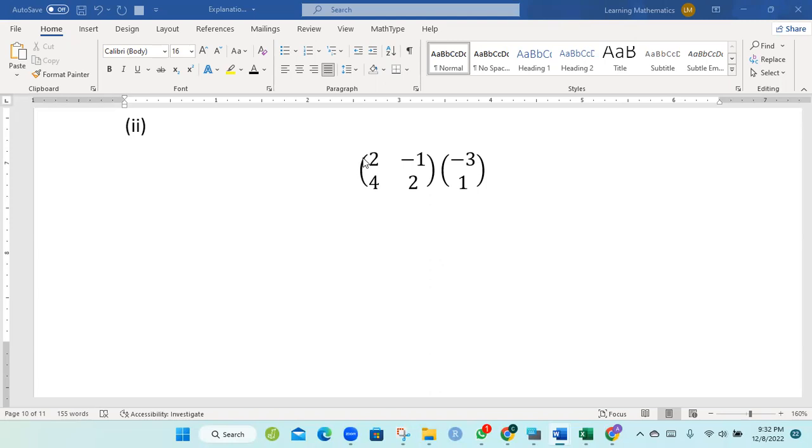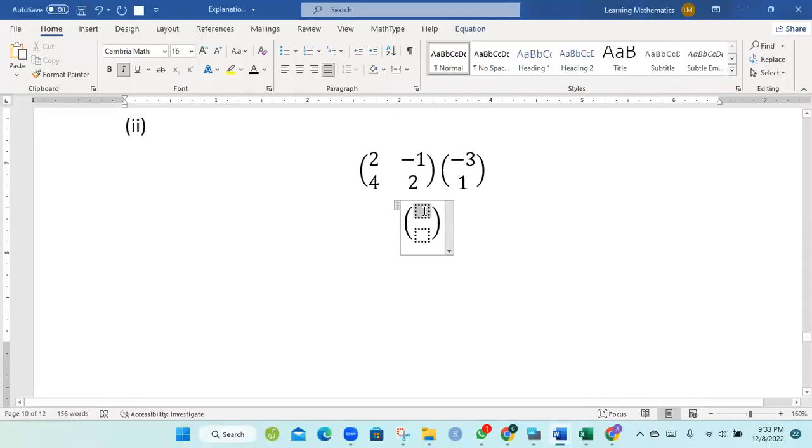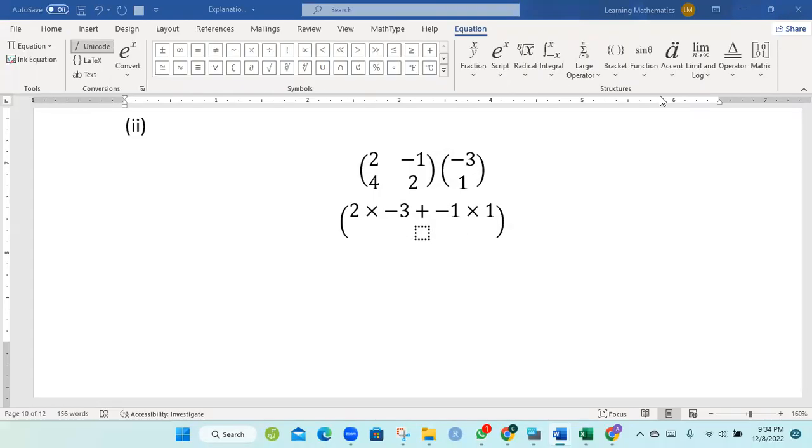So the first matrix has two rows, so our answer is going to have two rows, 1, 2. And the second matrix has one column, so our product, in fact, is going to have one column. So our product is going to be a 2 by 1. Two rows and one column. So you're going to have 2 times -3 plus -1 times 1. Then 4 times -3 plus 2 times 1.